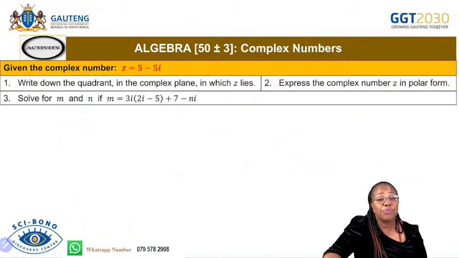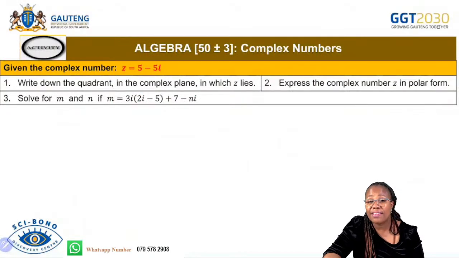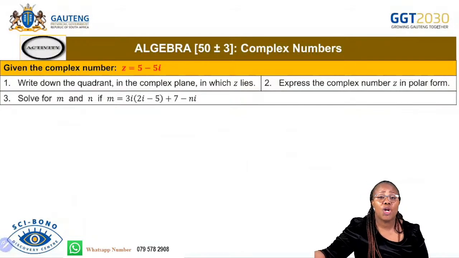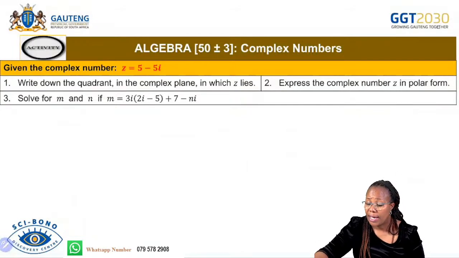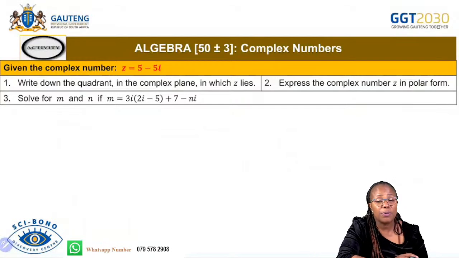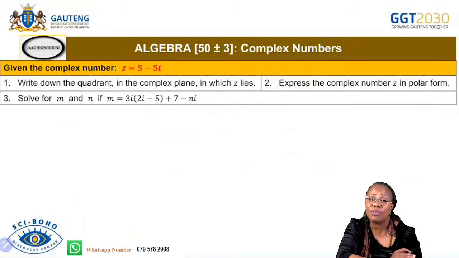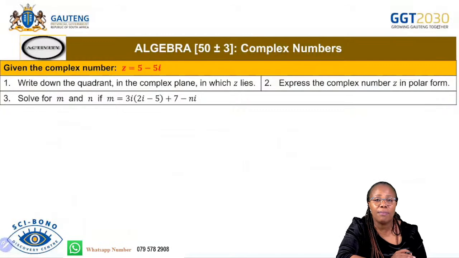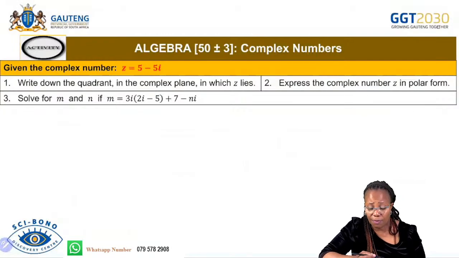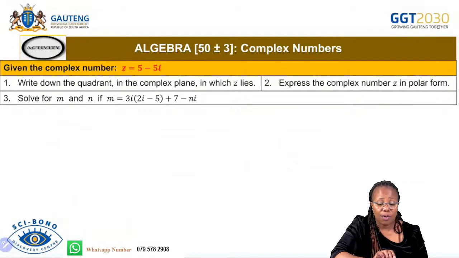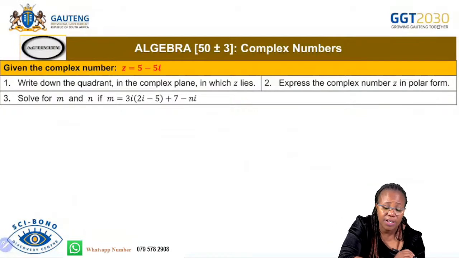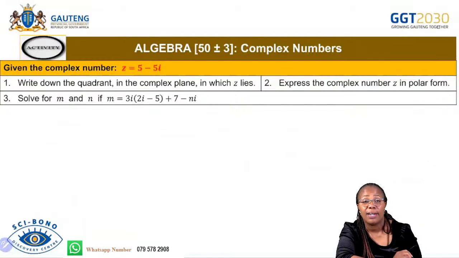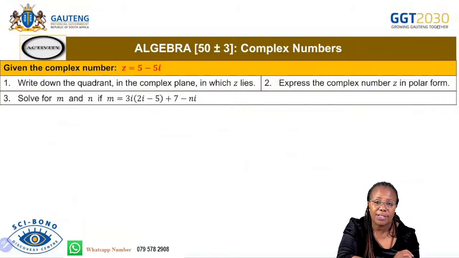Still on algebra, we are now looking at the complex numbers. And then complex numbers, remember we're talking conjugate, we talk the polar form, rectangular form, we have simultaneous equations where we are solving unknowns and so forth. Okay, and then now the form that we have there is the rectangular form, which says z is equal to 5 minus 5i. That i indicates a complex number.